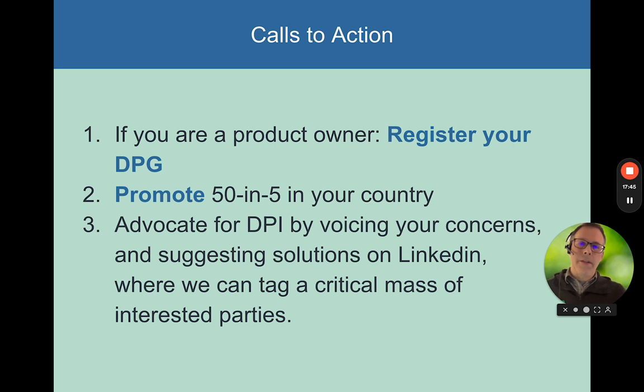So calls to action: if you're a DPG product owner, register your DPG or find someone to nominate you. Promote 50 and 5 in your country. I think this is important because if we all work together, and this applies even to European countries, if we share experiences, we can attack this. It's not just low and medium income countries that are struggling here. For those of you who are Europeans, you're probably aware that there is an initiative to build a new European decentralized identity wallet called the EUDI wallet. So this isn't a problem that we've really figured out in the European Union, or certainly not in the United States. So let's all work together, and I think 50 and 5 is a good way to communicate that initiative to our leaders.